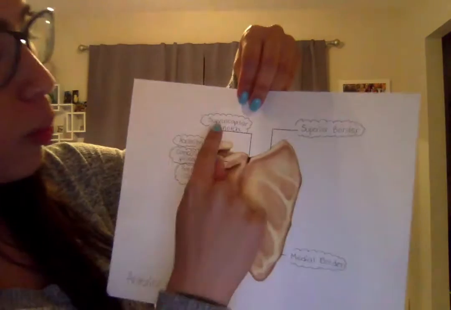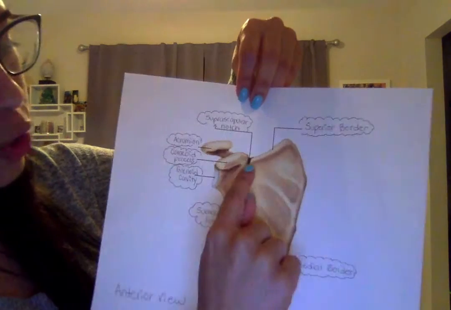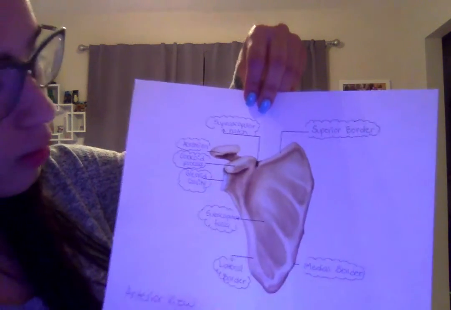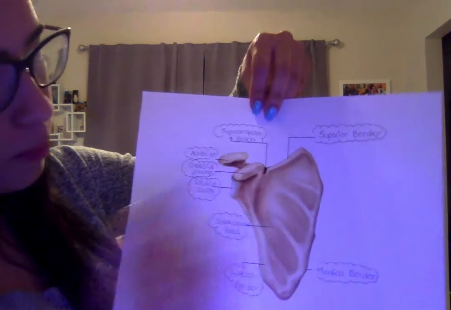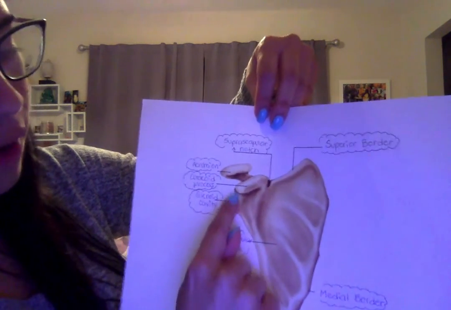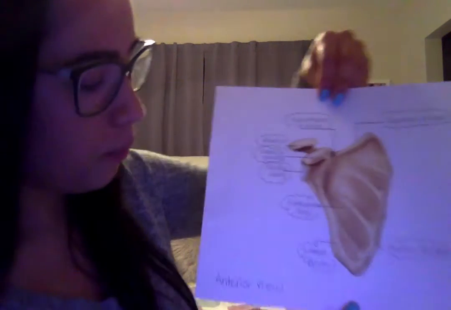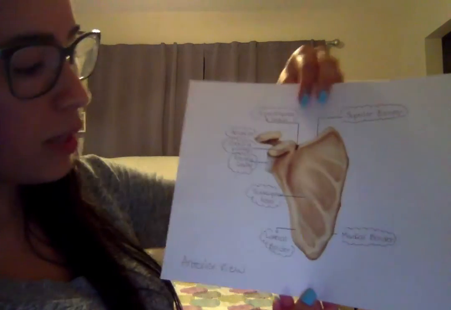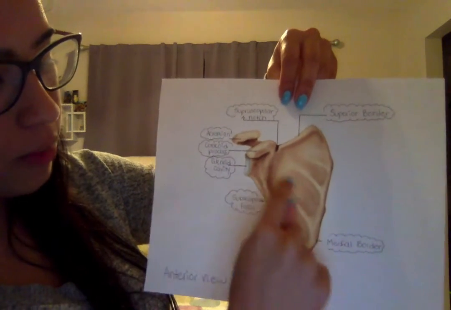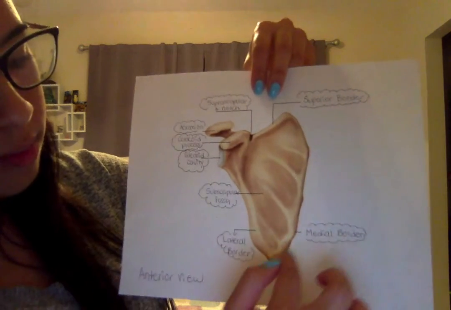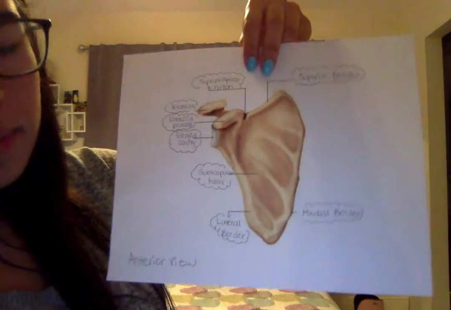We also have the suprascapular notch, which is right over here. This little dark space that you see here. The acromion again. We have the glenoid cavity, which is what articulates with the humerus. We have the subscapular fossa, which is right over here. This would be the lateral border and the medial border.